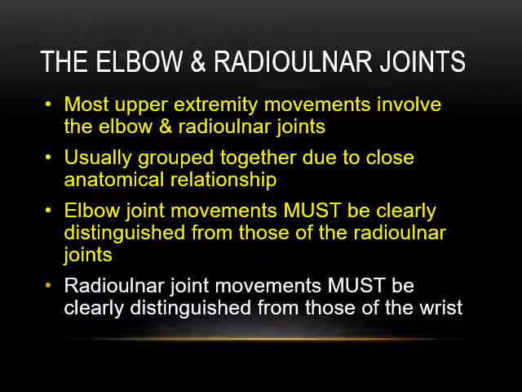The radial ulnar joint movements must be clearly distinguished from those at the wrist. So the distal radial ulnar joint will obviously have a close proximity to the wrist joint, but again, we have to be able to distinguish what movements occur at the distal radial ulnar joint and what actually occurs at the wrist joint itself.